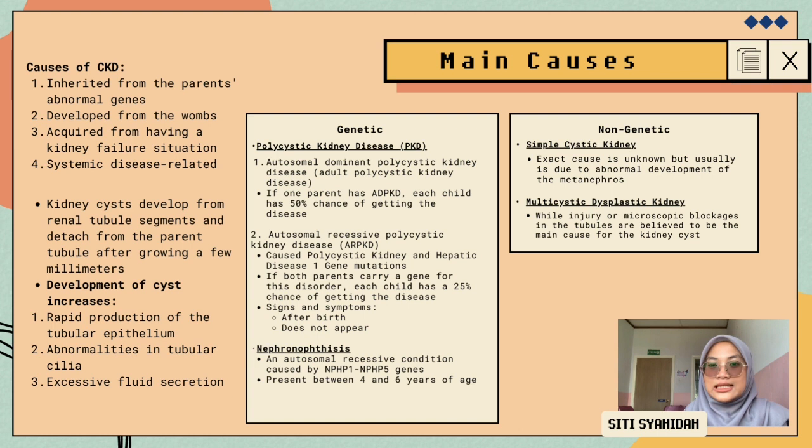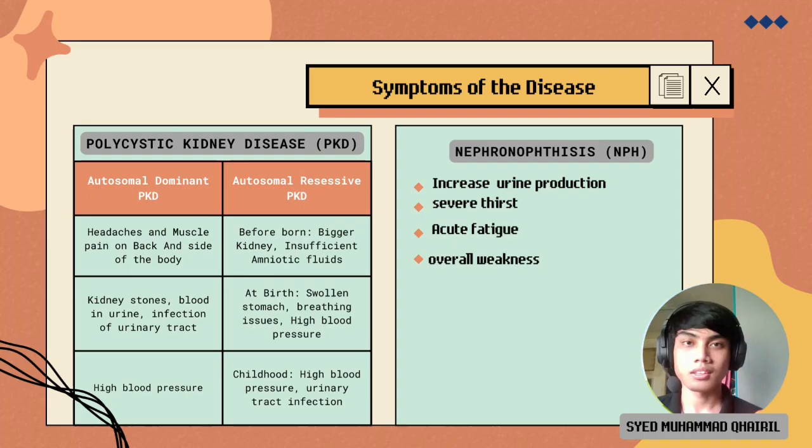Developmental cystic kidney disease is caused due to abnormal development of the metanephros leading to a multicystic dysplastic kidney with reduced nephron induction. While for the multicystic dysplastic kidney, injury or microscopic blockage in the tubules are believed to be the main cause for the simple kidney disease.